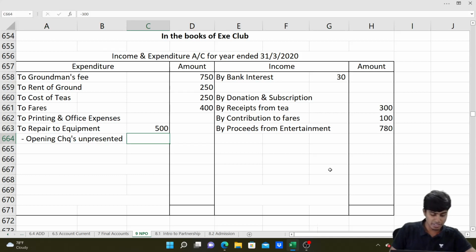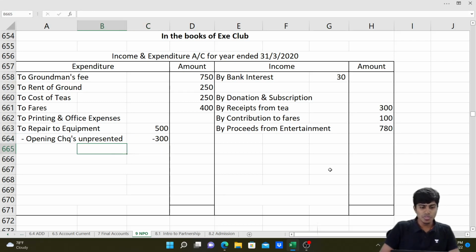Opening checks unpresented, I am going to deduct 300. But certain repair expenditure incurred in the current year, against which a check is also issued in the current year, got presented to the bank in the next year. Sir, but it's okay. We write the entry in the cash book when we issue the check. Yes, but we have written balance as per passbook here under 1A, so we have not written the check entry. So we should write it now. Get that? So this repair equipment payment of 500 doesn't include that unpresented checks closing of 260.